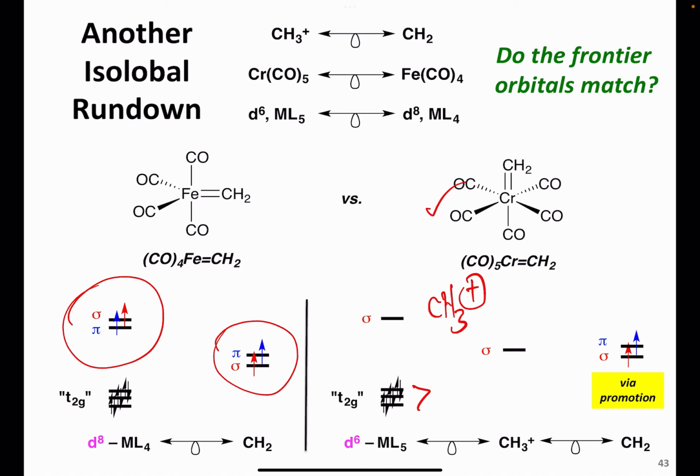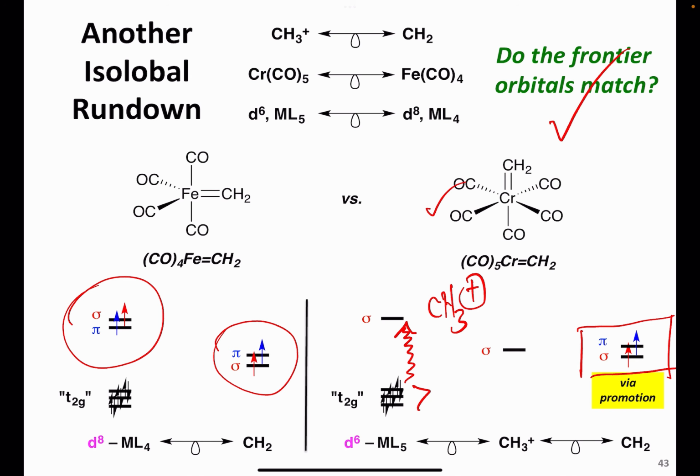However, we take one of the electrons in the t2g set and promote it. If we promote it, then we end up with frontier orbitals in which we have a singly occupied pi set and a singly occupied sigma set. And so with a singly occupied sigma-type orbital and a singly occupied pi-type orbital, we now are isolobal with CH2. And so, in fact, the frontier orbitals do match.